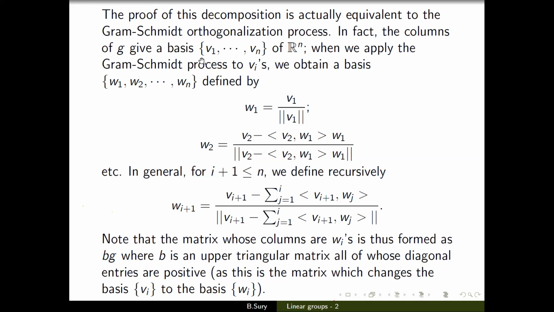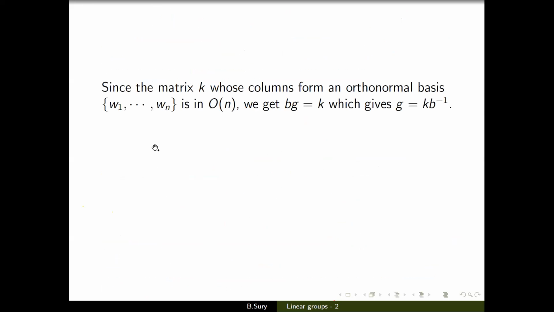matrix. Because it has a basis of orthonormal vectors, it is a set of columns of an orthogonal matrix, orthogonal group, orthogonal matrix. So B of B times G is an orthogonal matrix. Okay. Since the matrix whose columns form an orthonormal basis is in O(N), we get BG is K. Okay, so the process is nothing but take a G, look at its columns, make it into an orthonormal basis using the Gram-Schmidt process, that is equivalent to multiplying on the left side by an upper triangular invertible matrix with positive diagonals.